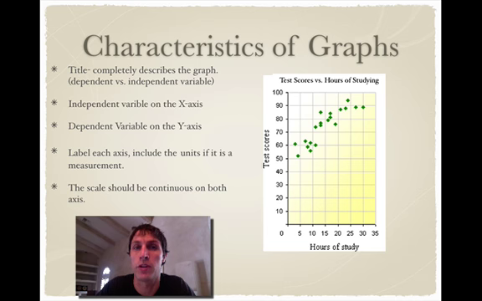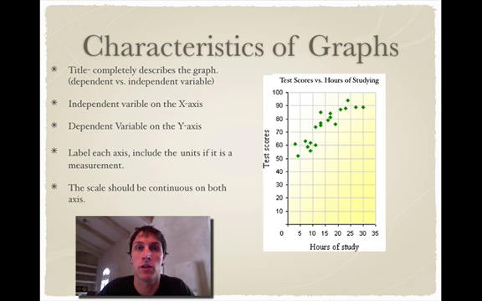So the characteristics of graphs, or what am I looking for when I'm grading your graphs? The first thing I'm going to look for is a title that completely describes the graph. You can make it a sentence, the effect of hours of studying on test scores, or more simply, just say your dependent variable versus your independent variable, or test scores versus hours of studying.